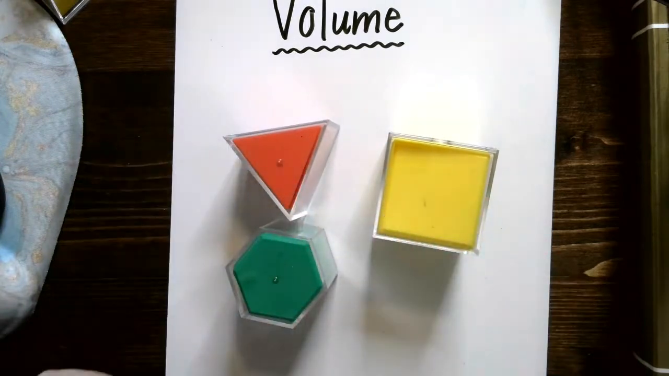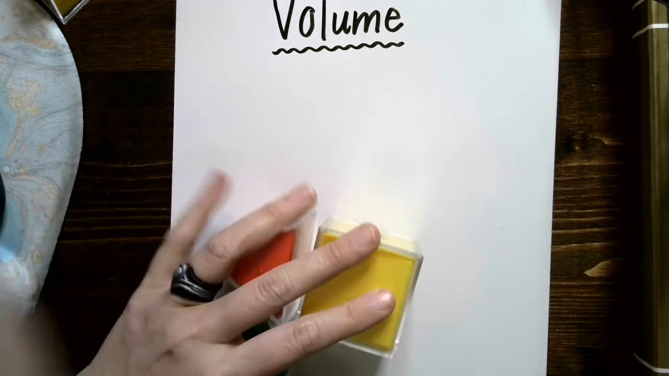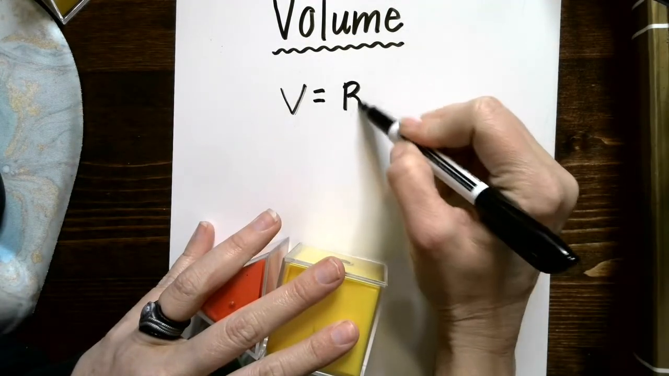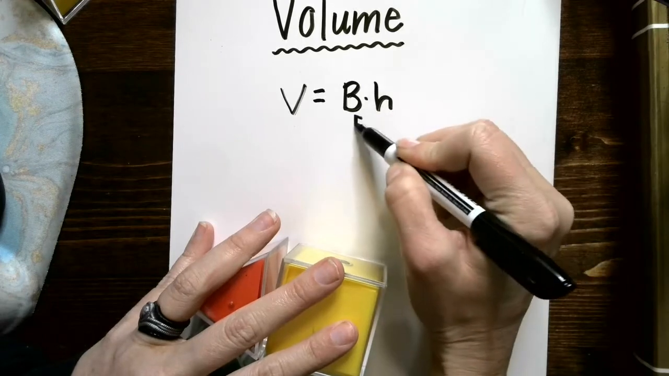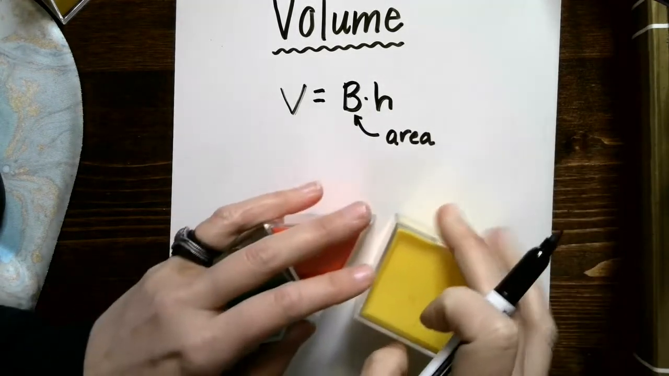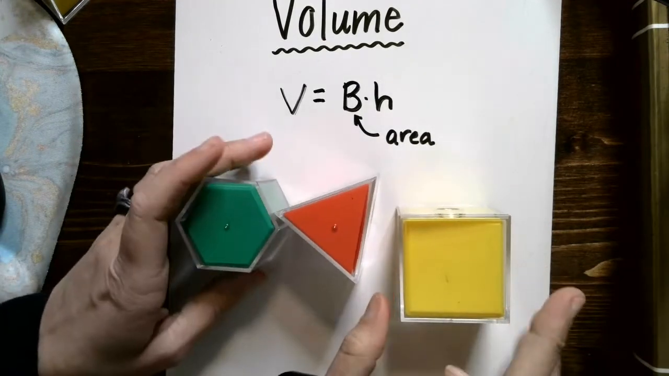And the way that you find volume with a prism is the area of the base, and let's write that down. Volume equals the area of the base times the height. When you see a capital B, that means the area. Now, base can be a little bit tricky because what we have are a bunch of bases.